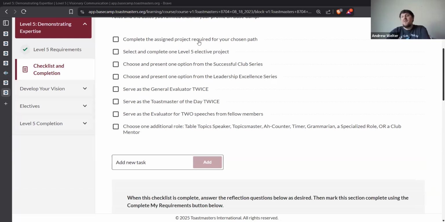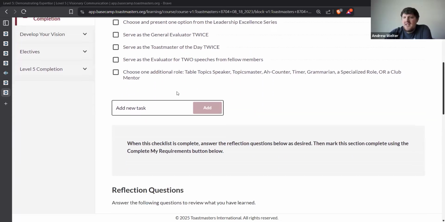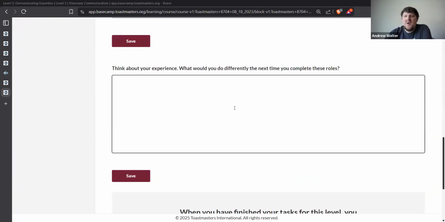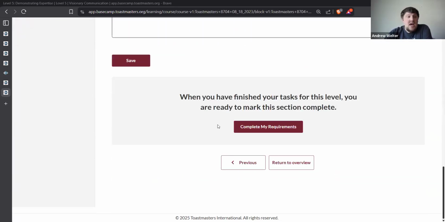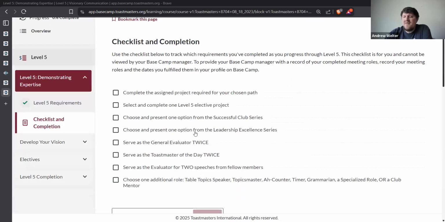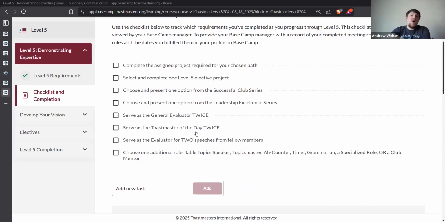Obviously, anybody who's done a level 5 knows that some of those projects can get very in depth. So if you need a little task checklist to help you out, you can add those, and then the reflection questions. And that's the synopsis of the changes. This is not all the pathways, this is just the additions they've added.